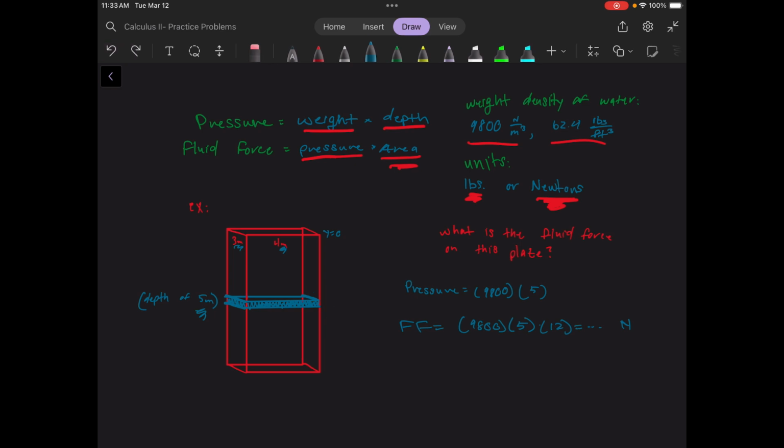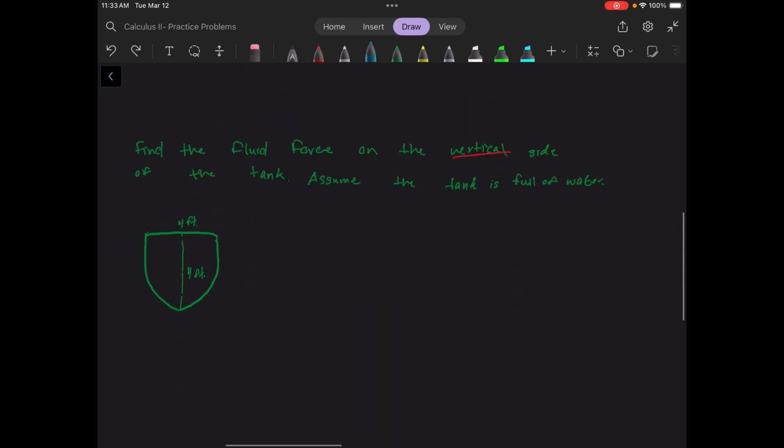If we have a vertical plate, however, things get a little different. Let's look at the fluid force on the vertical side of this tank. This tank can be represented by y equals x squared, which is given. So what we're going to do is find the fluid force on one of these little slices, right? And we're going to add it to this one and this one and this one, all while making them infinitely skinny, right? So we're fairly used to this process now, and that's how it becomes integration.